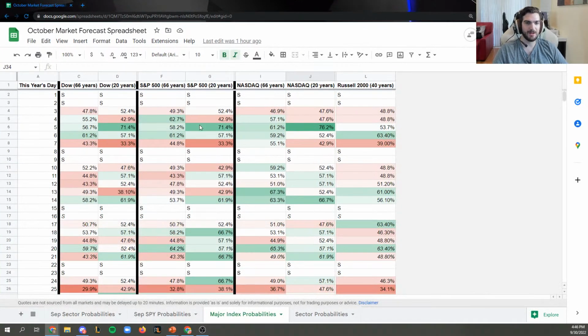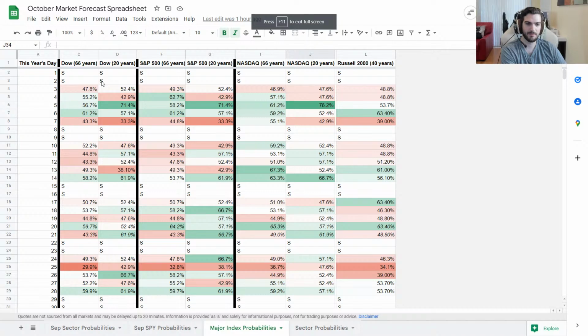Here is what the data looks like. Let me zoom out a little bit. All right, let's go. F11 is full screen.